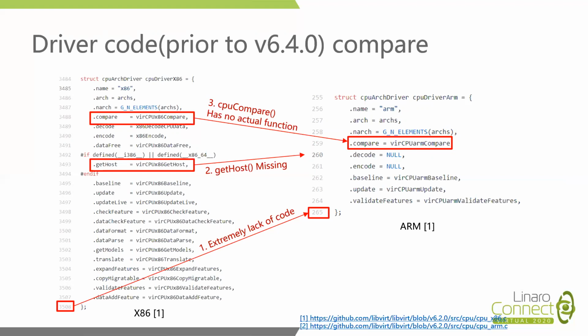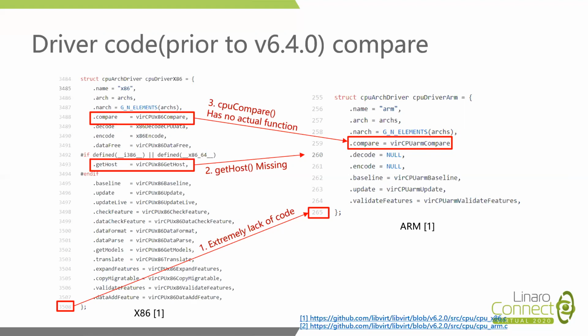We can see that the x86 driver has over 3,500 lines of code, and the ARM driver only has 265 lines of code. That's a very huge difference. We can easily see how big the gap is just by looking at the code line difference. The other two are related to migration directly.